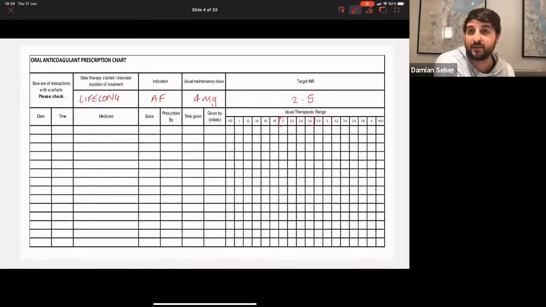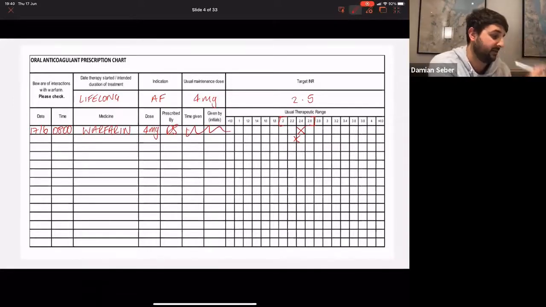Obviously you need your date. What's today's date? The 17th. The time. And then the medicine. And then the usual dose is 4 milligrams and it's prescribed by yourself, so sign it. And then if you've got their latest INR, you can record that on the chart by just placing an X on there. If it's 2.3, it would be over the line because it goes up in 2s. But you don't need to fill out this bit.